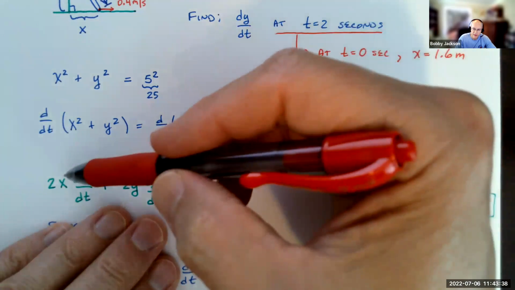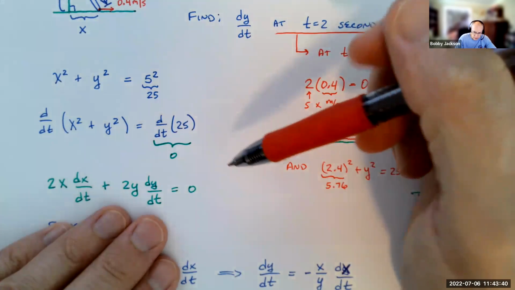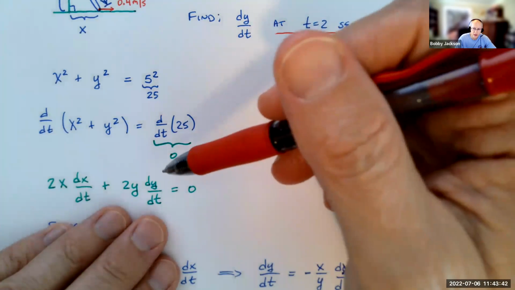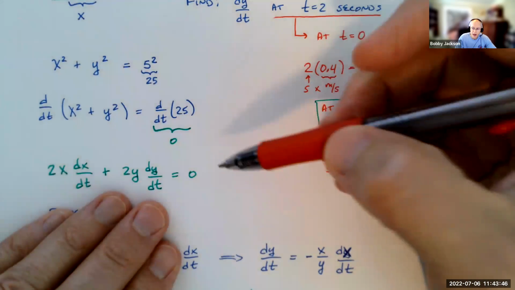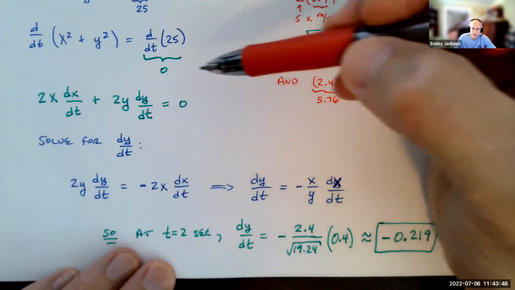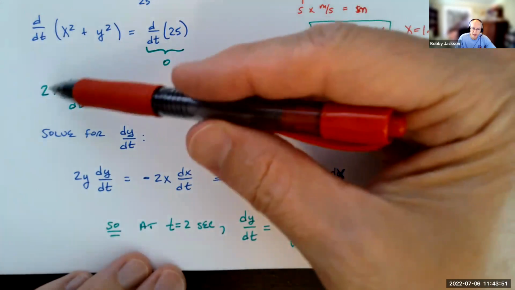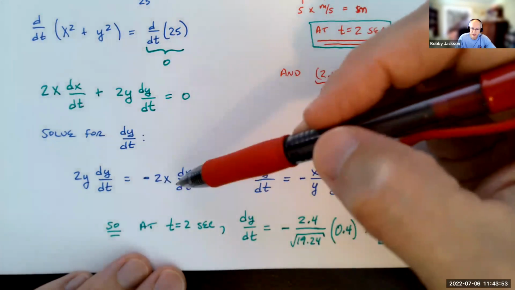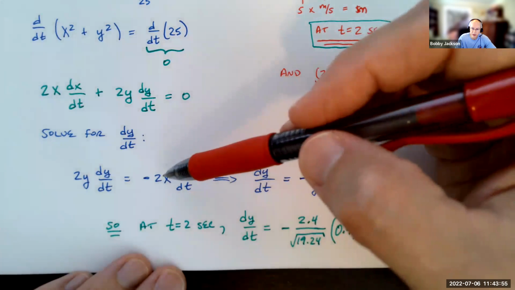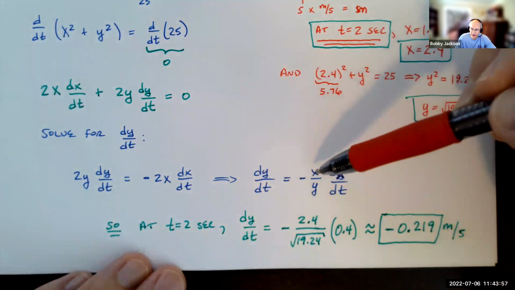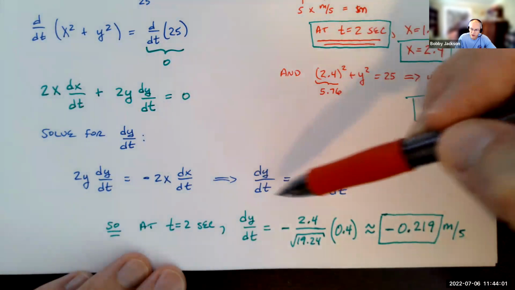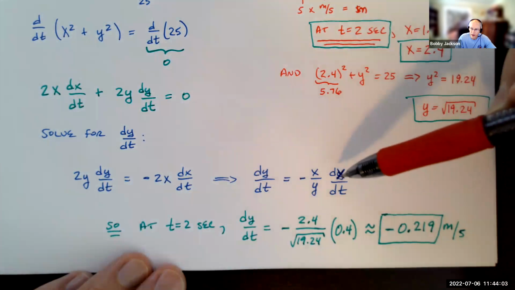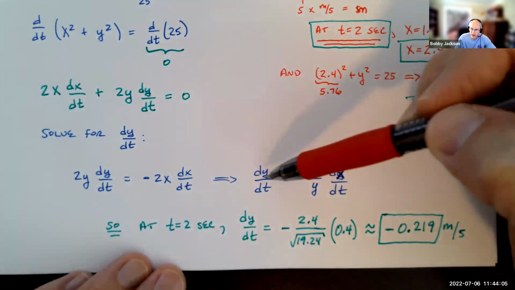Now we do have x and y in this equation, so we're going to have to find those values at the time t equals 2 seconds. That's what I'm doing over here. But what I'll go ahead and do here is solve for dy/dt. I'm going to subtract the 2x dx/dt here, and then divide by 2y. 2 divided by 2 is 1. I just get negative x divided by y times dx/dt. So there's a nice relationship. Now I can just plug in what I know for x, y, and dx/dt to find dy/dt.